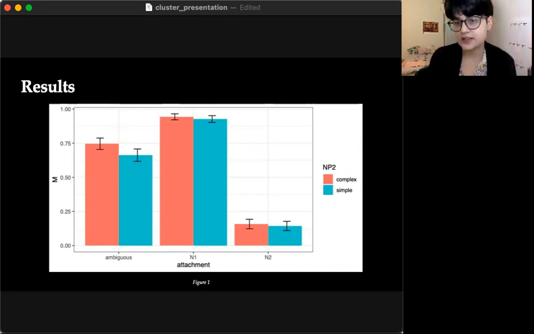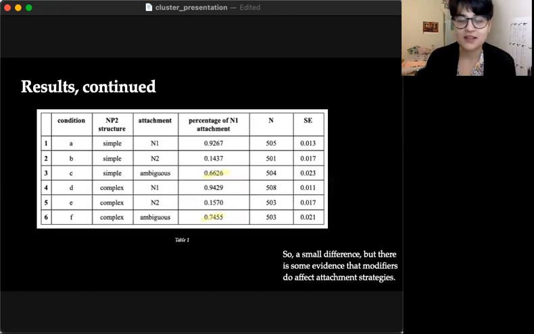This figure shows the percentage points of MP1 attachment preferences in all of the conditions. There are not large differences between any of the attachment cases, but we do see a relatively bigger MP1 attachment in the ambiguous condition, just like we predicted. So MP1 attachment in the complex MP2 condition is 8 percentage points higher than it is in the simple MP2 condition. There's almost no difference in the MP1 attachment between the simple and complex MP2 structures.